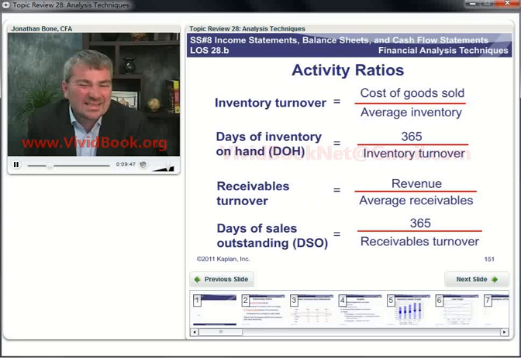What does it tell us? Not a lot. I guess it tells us how many times we run down our inventory and need to repurchase during a year. I think days of inventory on hand are more useful. Notice this is 365 divided by inventory turnover. This will tell you the length of time between receiving raw materials and selling finished goods. In other words, the raw material holding period, the production period, and the finished good holding period, all combined in one. You can separate them out, but that's not in our syllabus.